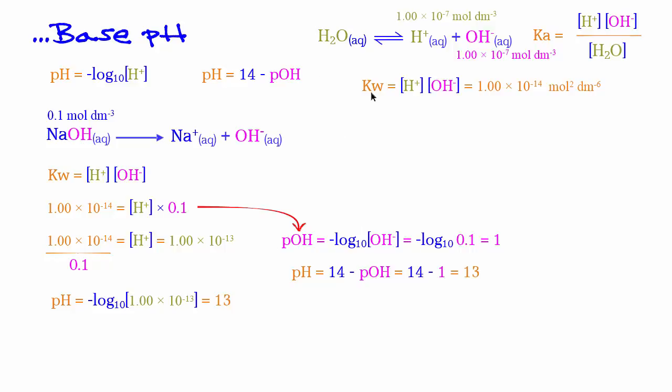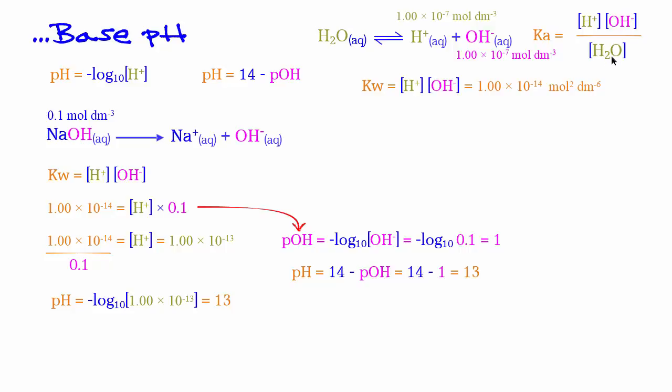I'd like to introduce Kw, the ionic product of water. If you're asked to write the definition of this, you can simply write down this equation here. Kw is equal to H plus times OH minus. Now, let's take a step back. Water does very slightly dissociate into H plus and OH minus ions. They have a concentration of 1 times 10 to the minus 7 moles per decimeter cubed. That then gives us a Ka expression of H plus concentration times OH minus concentration all over water's concentration.